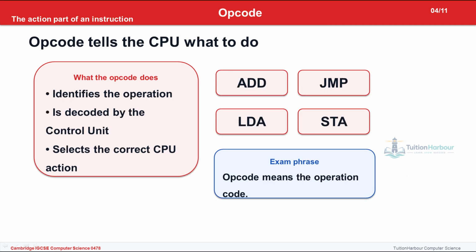Opcode. The opcode is the action part of an instruction. It is decoded by the control unit. For example, in the instruction add 7, add is the opcode. It tells the CPU to perform an addition operation.